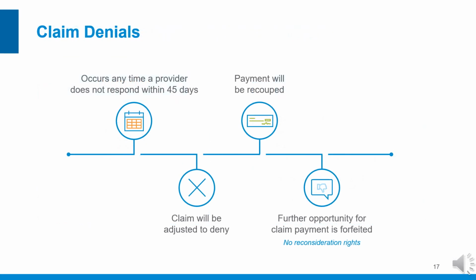Throughout the presentation, we discussed the importance of responding within 45 days. Anytime during the CCV process a provider does not respond within this time frame, the claim is denied. Payment is automatically offset and the provider forfeits any further rights for claim payment, including reconsideration rights.